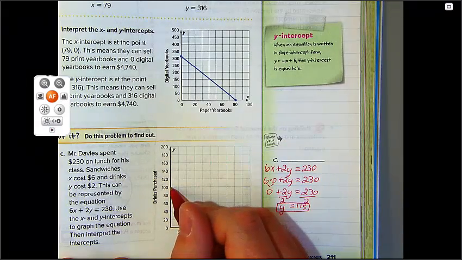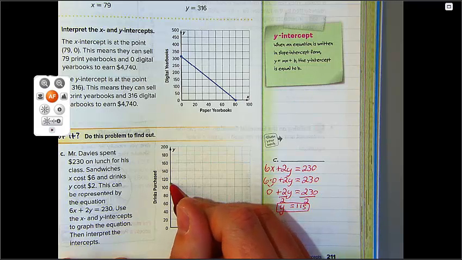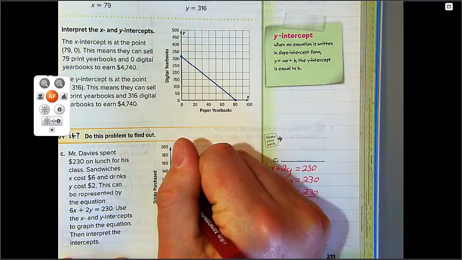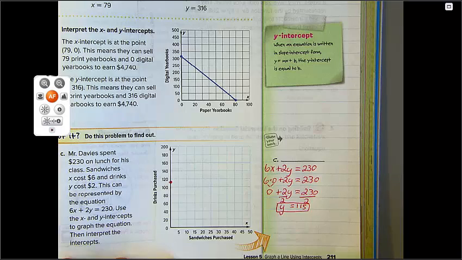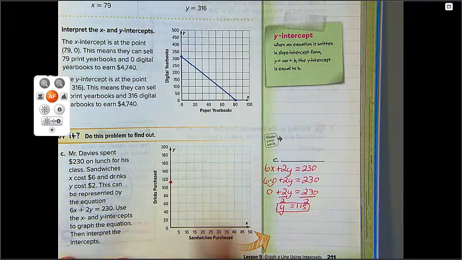So that means my y-intercept, my up and down, is at 115, so I'm going to go right here. There's 100, there's 120. In the middle, it's 110. So the middle between that and the top is right there. So this right there is about 115. So that means, what's y? Y is the $2 drinks. So that means he could buy 115 drinks and no sandwiches, because we haven't moved along here at all.